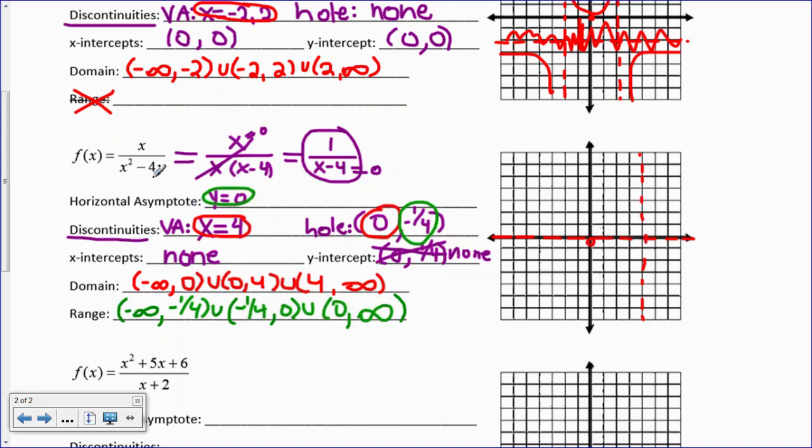Then you're going to type this into your calculator and sketch the rest of it. So you would put x divided by, making sure you have parentheses around the denominator.